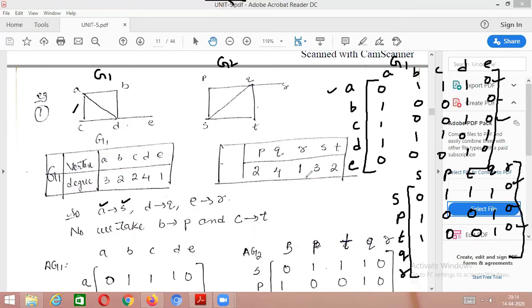Next, Q. What is there? Q to S, is there an edge? Yes, 1. Next, Q to P, is there an edge? Yes, 1. Next, Q to T, is there an edge? Yes, 1. Next, Q to Q, is there an edge? No, 0.